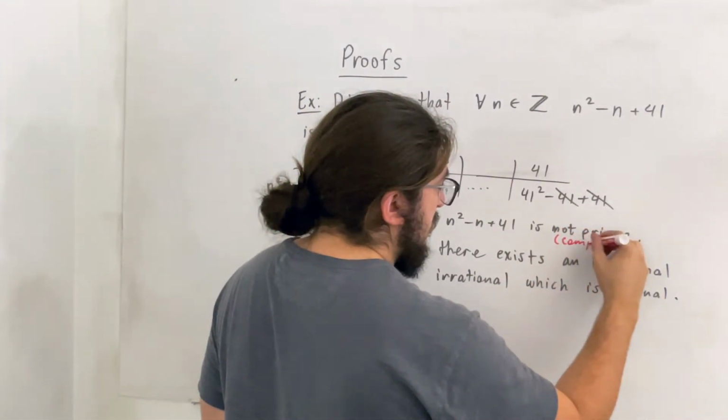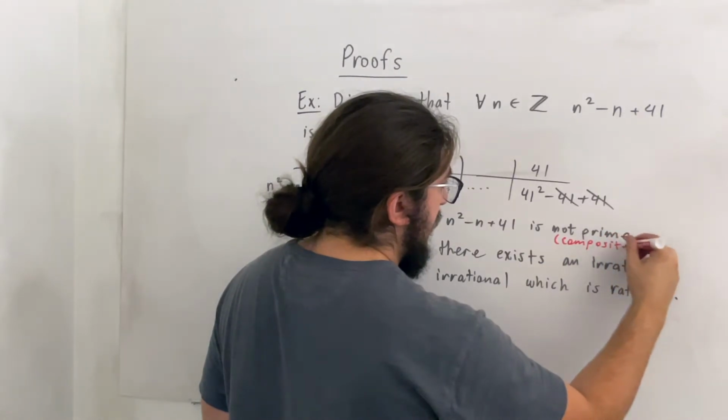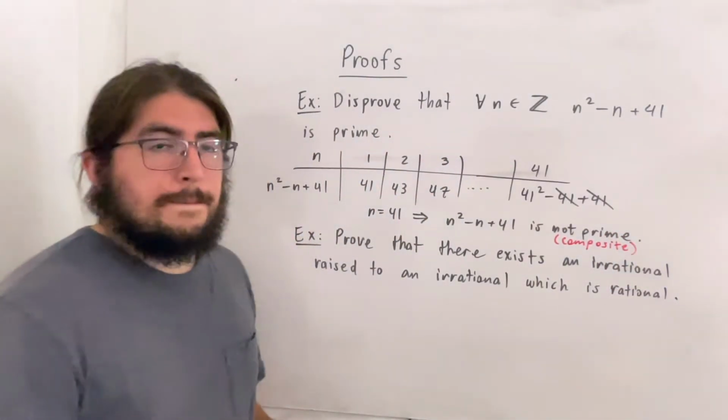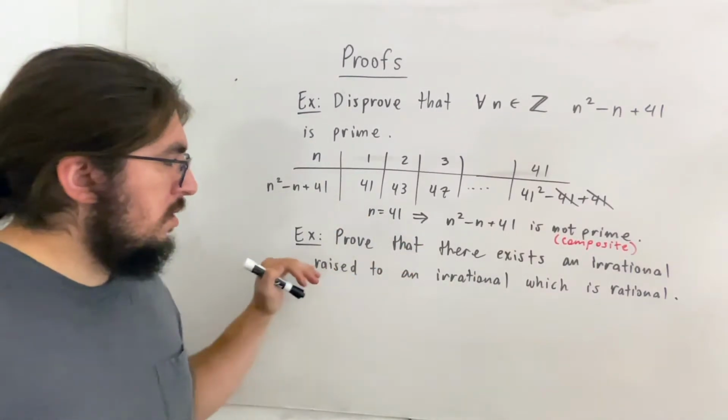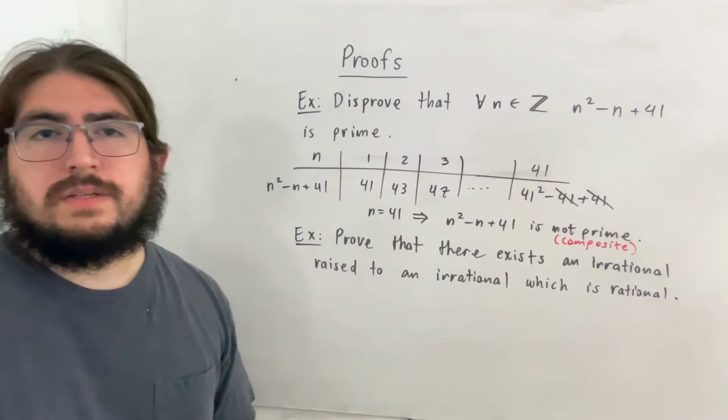So if you say an integer is composite, that just means that it can actually be factored. Okay, it's not prime. So now let's prove that there exists an irrational raised to an irrational which is rational.